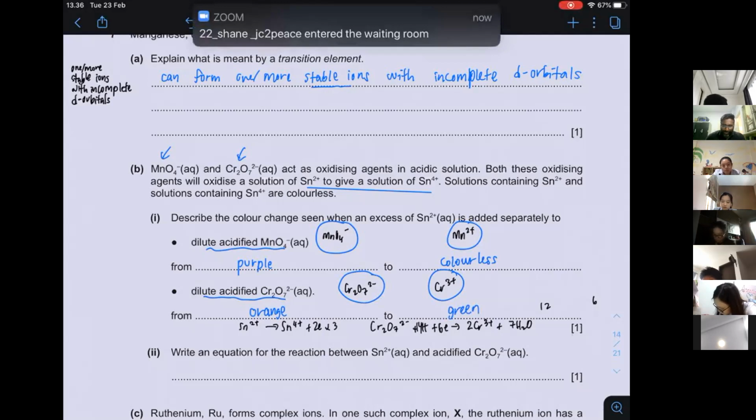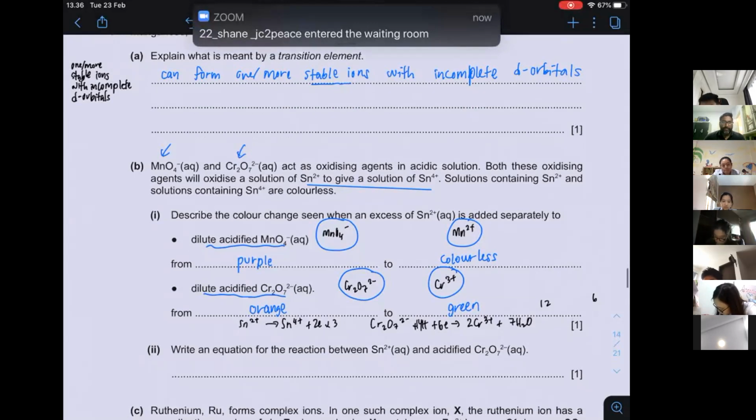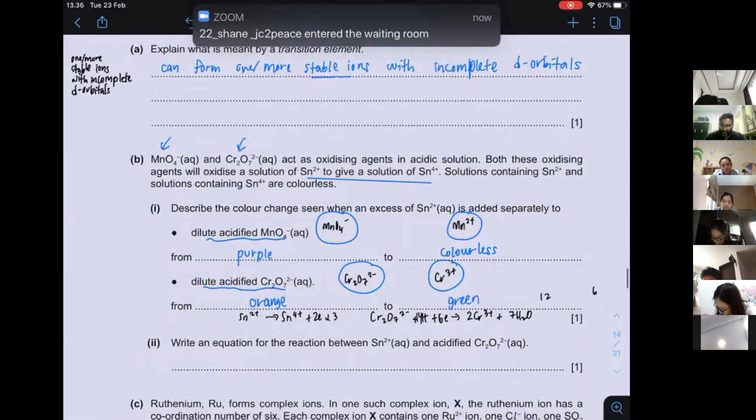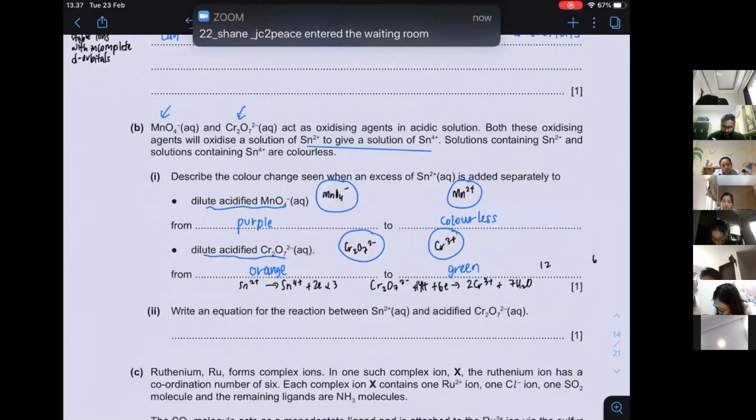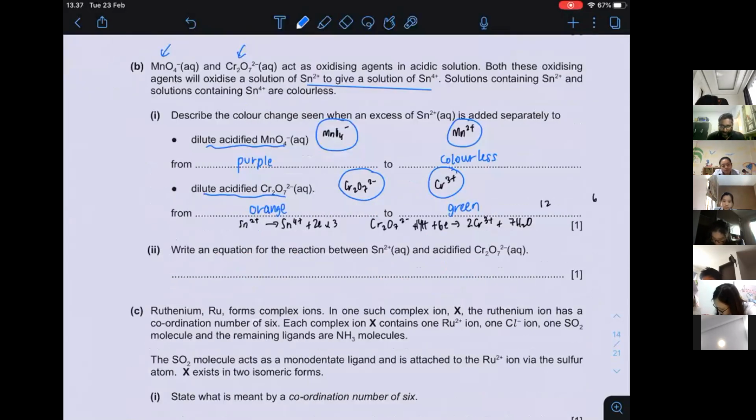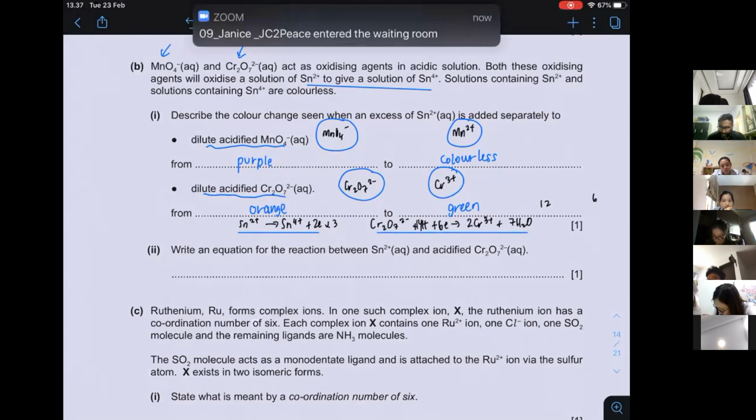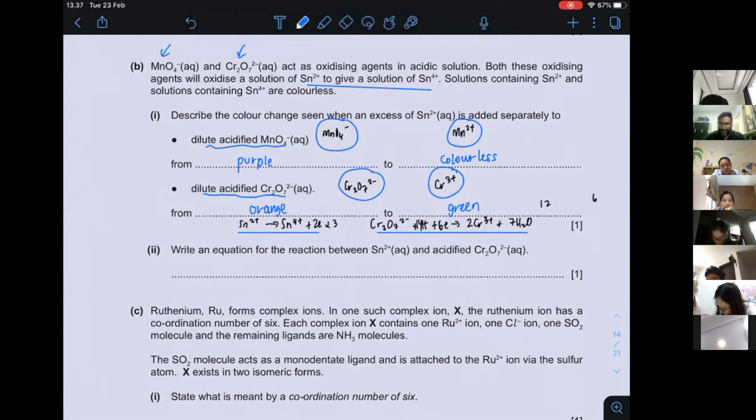Now, write an equation for the reaction between Sn2+ and acidified potassium dichromate. To help you write, I have written in advance: Sn2+ becomes Sn4+ plus 2 electrons. This one you should be able to write down, no need to refer anywhere. If you really cannot, you are given your data booklet, but you shouldn't be looking at the data booklet. I think you should know.